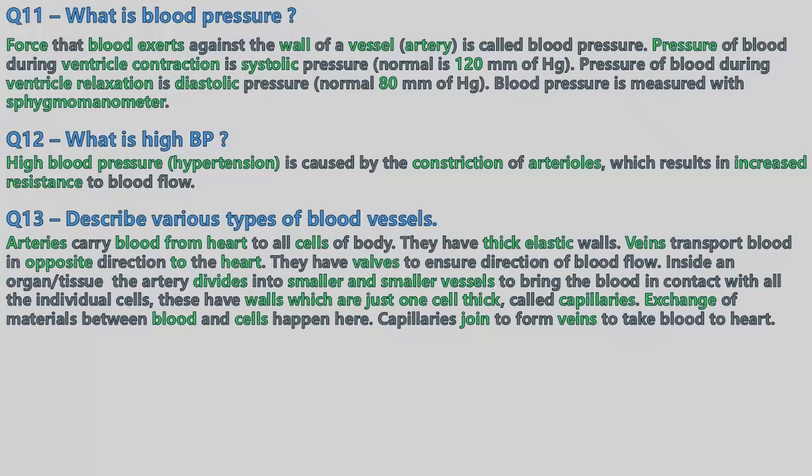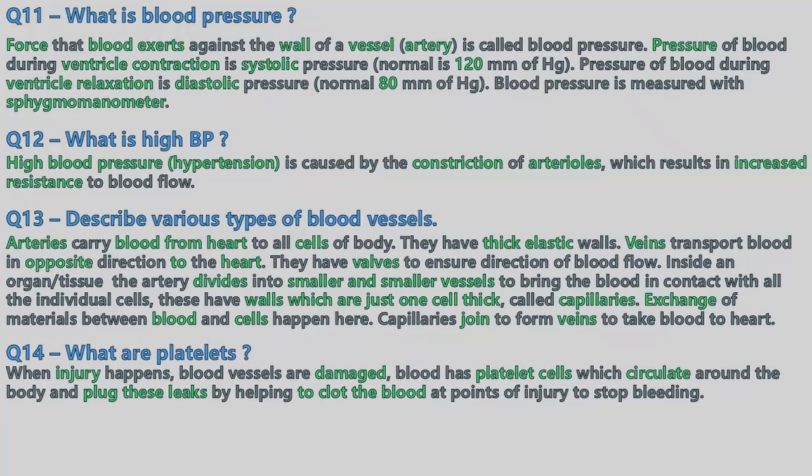Inside an organ or tissue, the artery divides into smaller and smaller vessels to bring the blood in contact with all individual cells. They have walls which are just one cell thick, called capillaries. So the arteries become smaller and smaller vessels, and finally they become capillaries, which have walls just one cell thick. These are the walls through which the exchange of materials happens between blood and cells. Capillaries join to form veins, which take the blood back to the heart. These are the blood vessels we have.